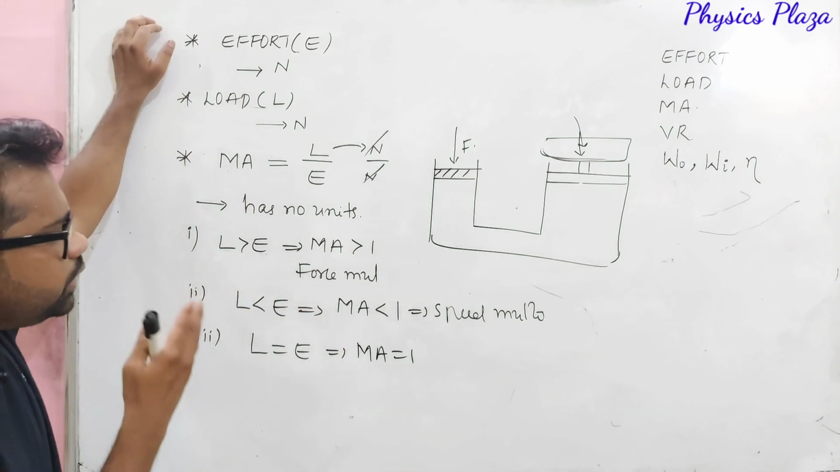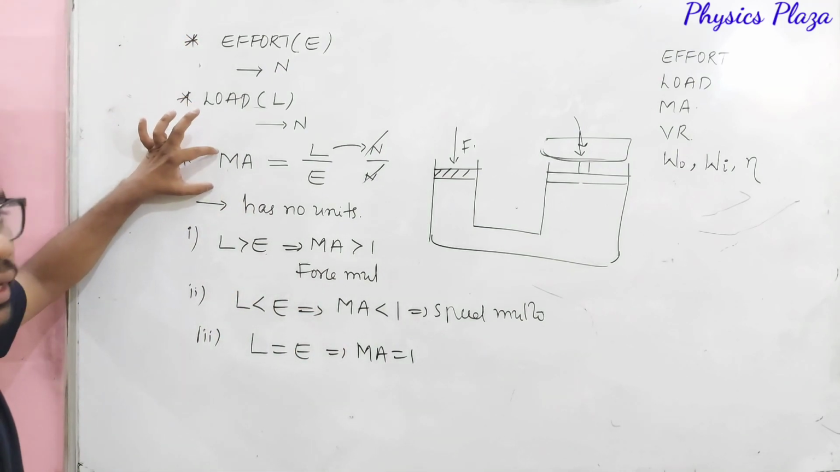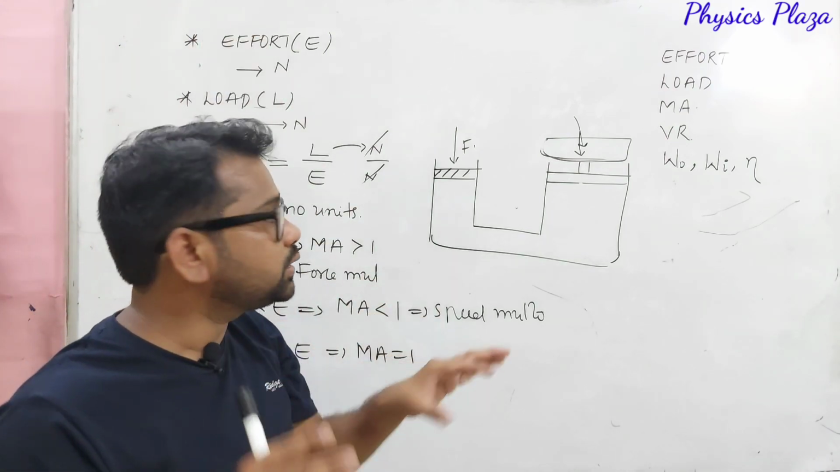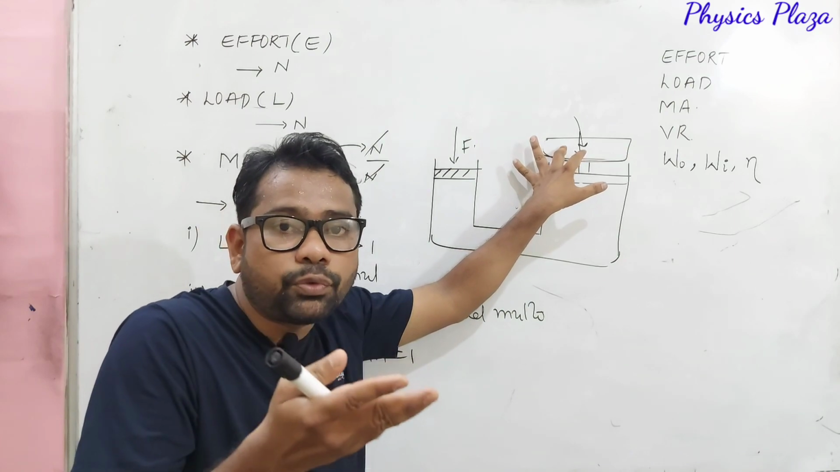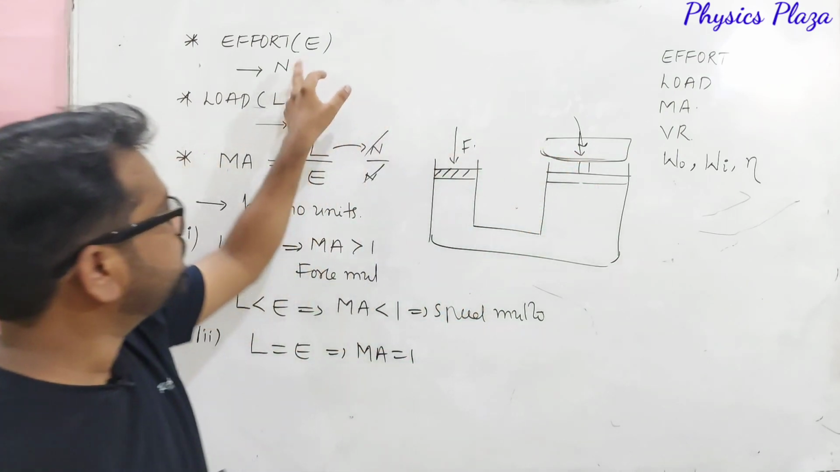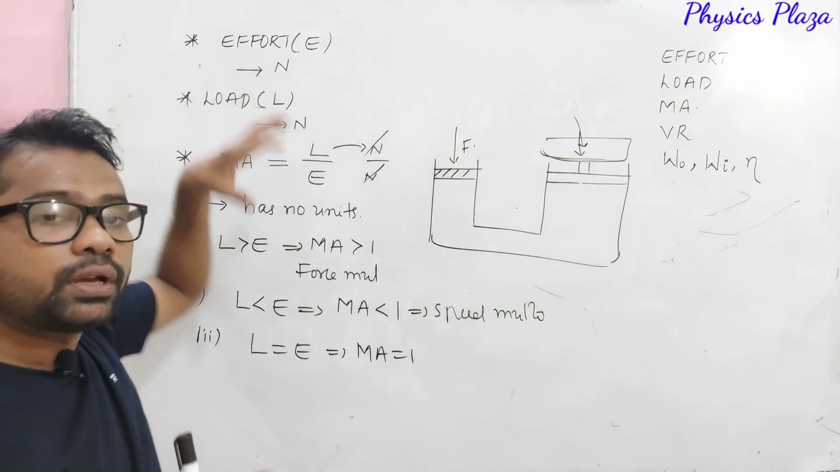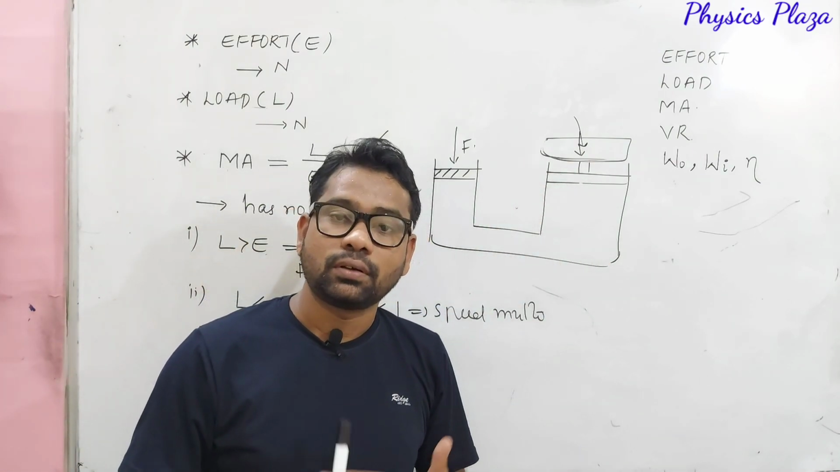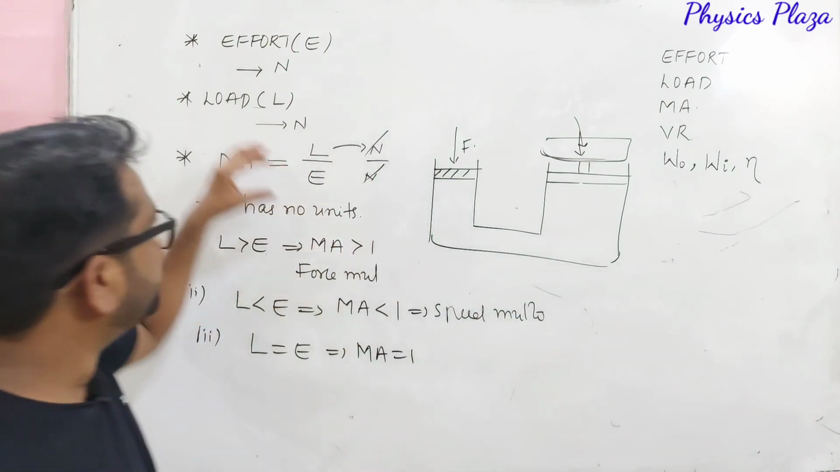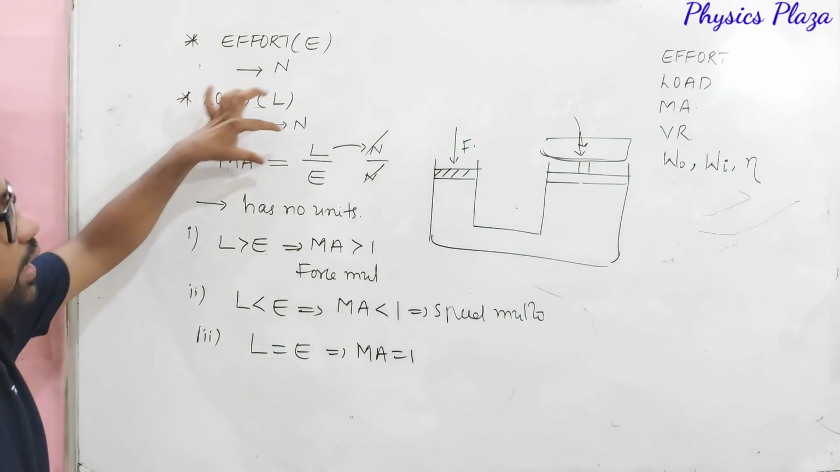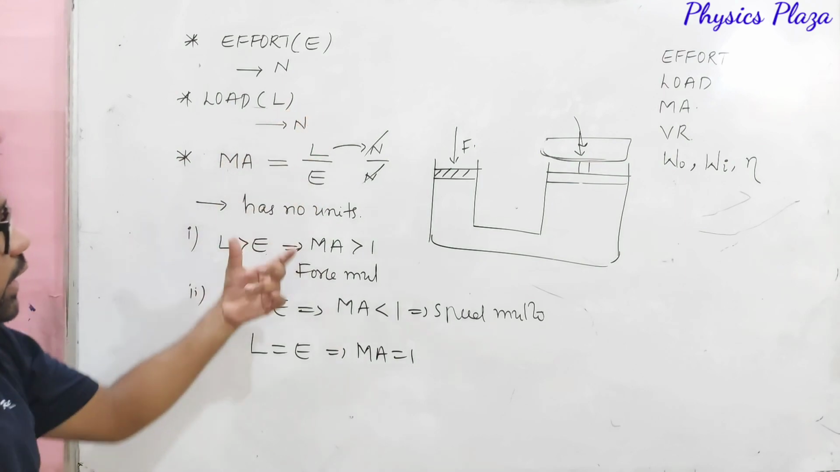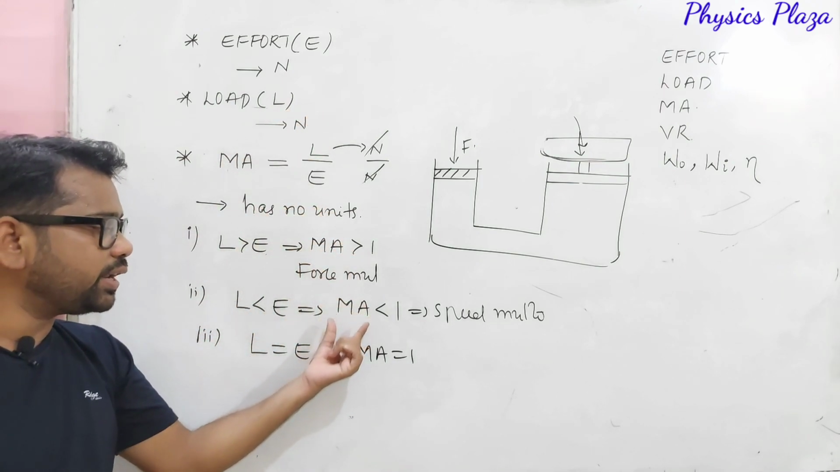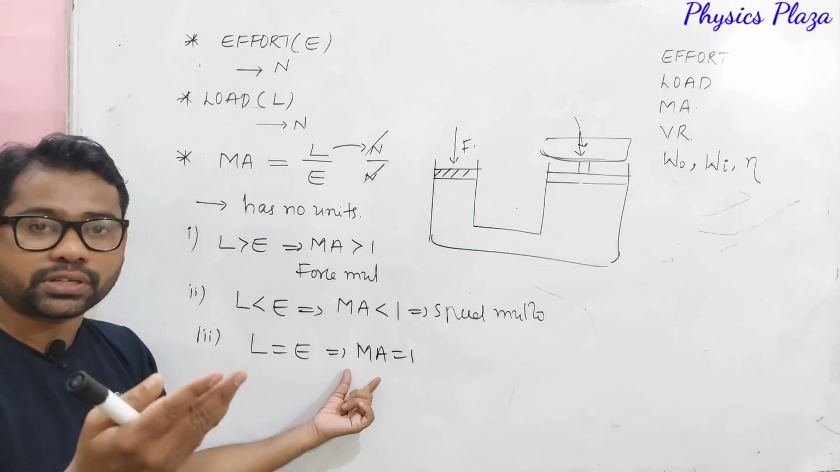So dear children, this is effort, load, mechanical advantage. What is effort, dear children? The force which we apply on the machine to overcome the resistive force is called effort. It is measured in Newton. What is the load here? The large resistive force which is overcome by the machine is called actually load. Mechanical advantage is ratio of load and effort. It has no units, and here we have 3 cases. So based on the value of the mechanical advantage, we can decide the function of the machine.